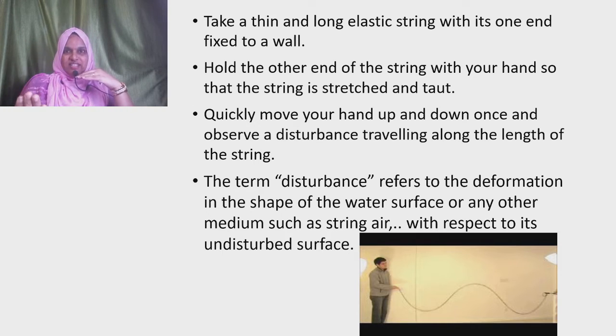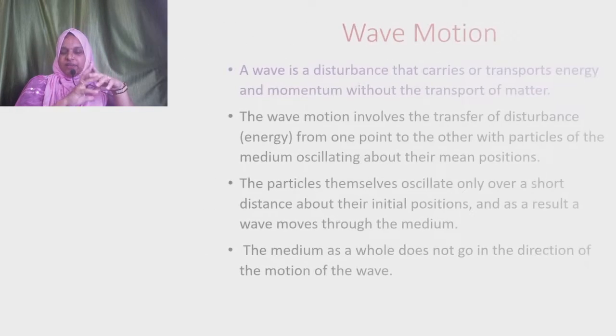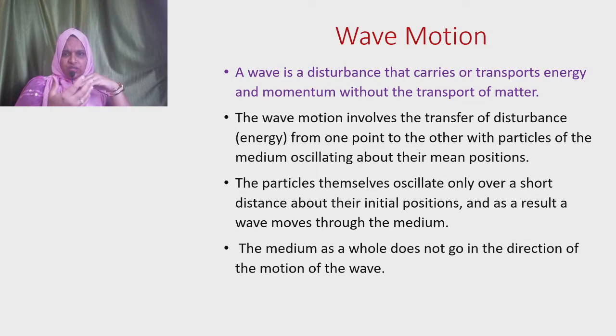Thus, our energy might be transferred from one point to another through the agency of this disturbance. Now we can define a wave as a disturbance that carries or transports energy and momentum without the transport of matter. Energy and momentum can be transferred from one point to another without the transport of matter through the agency of a wave.